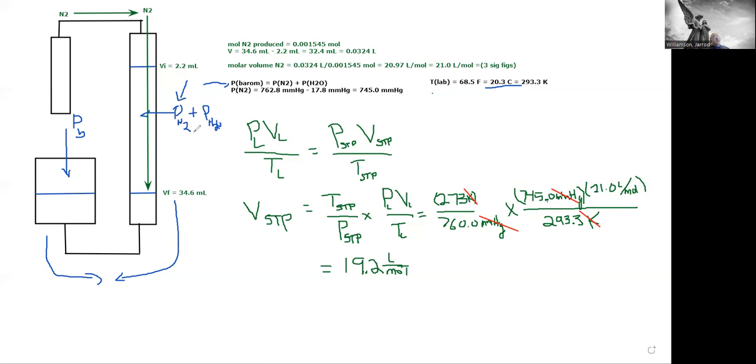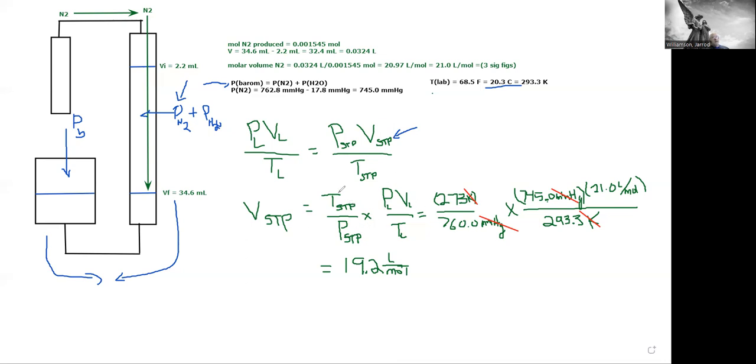Using the combined gas law, the pressure of the nitrogen gas under lab conditions times the molar volume under lab conditions divided by the temperature under lab conditions will be equal to the pressure times the volume divided by the temperature, all under STP conditions. I want to know the volume under STP conditions, so I rearrange and solve for the volume at STP.